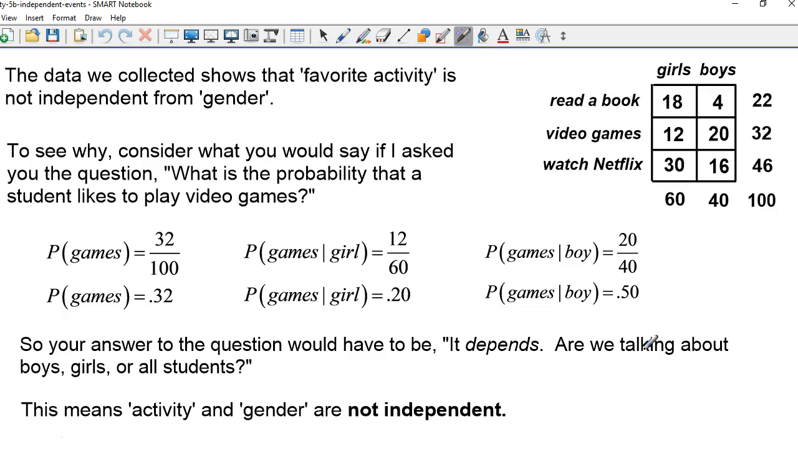So your answer to the question, what is the probability that a student likes to play video games, should be, well, that depends. Are we talking about all students, or are we talking about boys, or are we talking about girls? Because those probabilities are all different. That means that activity and gender are not independent. If there was no change in the probabilities, then we wouldn't have to say it depends, and we could say it's independent, which means not dependent. But because it does seem to depend on the gender, we have to say, well, it depends, and therefore we conclude that activity and gender are not independent.